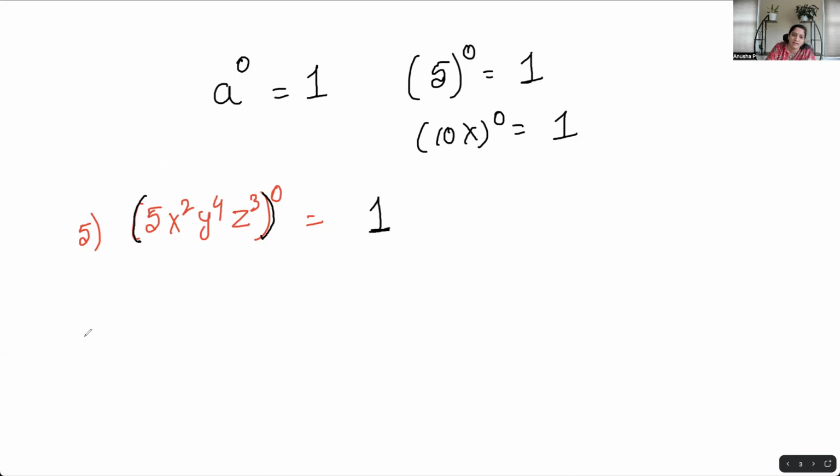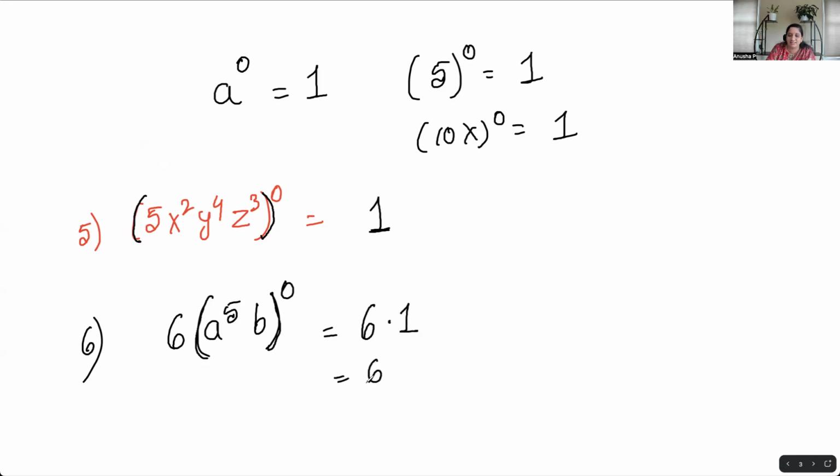Okay. Then let me add one more example here. If you have 6 here, a to the power of 5 and b whole to the power of 0. Okay. And 6 is outside the parenthesis, so you will write 6 as it is. And this a to the power of 5 and b are inside the parenthesis. So anything to the power of 0 is 1. So 6 times 1 is 6. This is all about the exponents, or power exponents, okay.